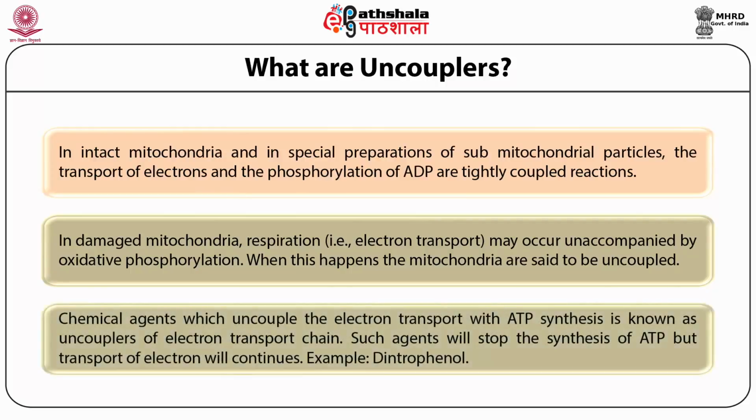Chemical agents which uncouple the electron transport from ATP synthesis are known as uncouplers of the electron transport chain. Such agents will stop the synthesis of ATP, but the transport of electrons will continue. It results in the loss of energy in the form of heat, since the energy will be generated, but that will be lost eventually in the form of heat. For example, dinitrophenol.